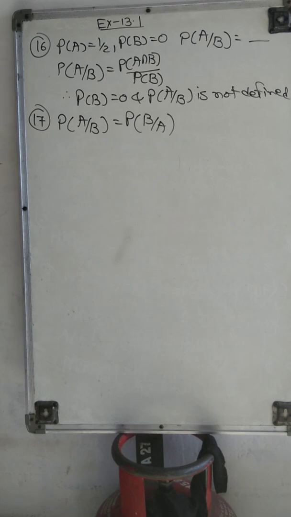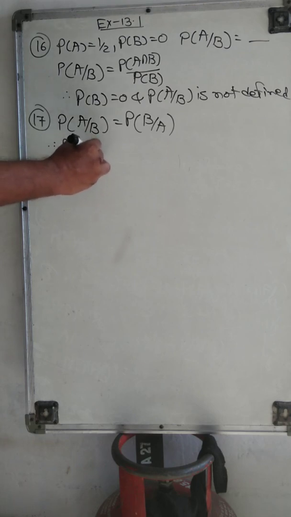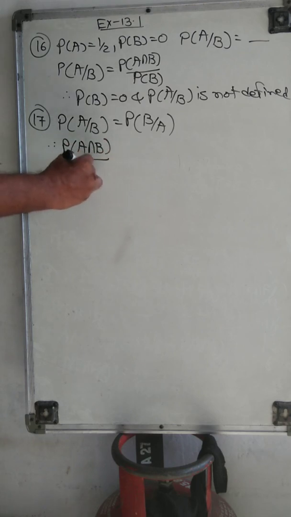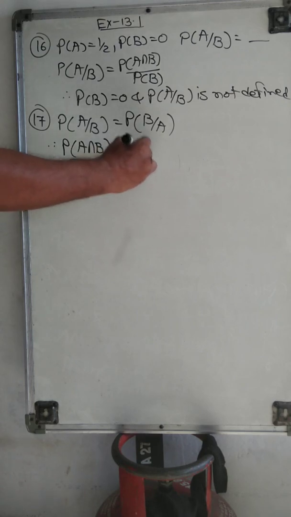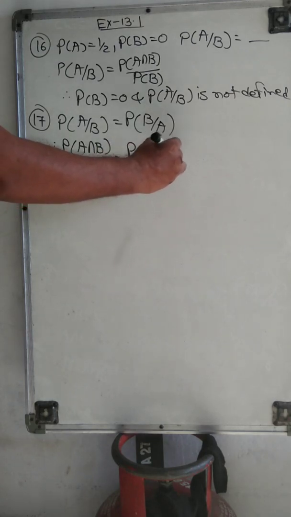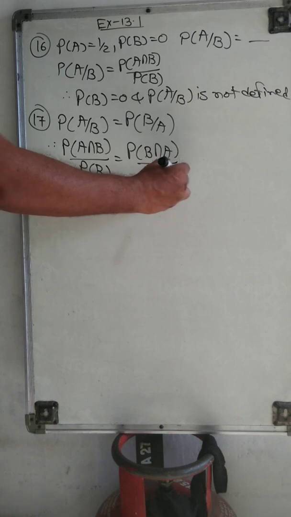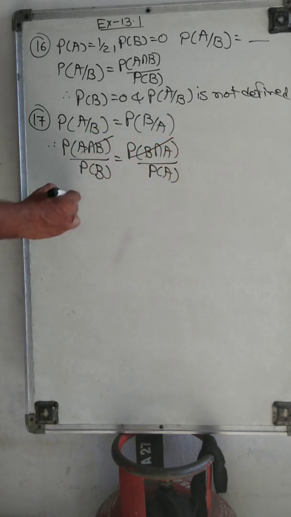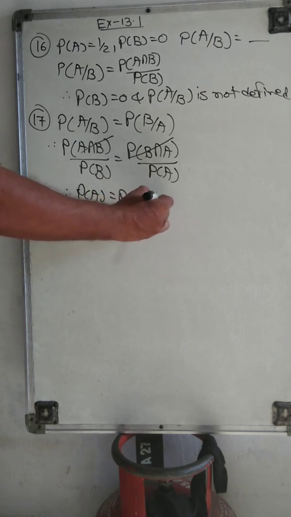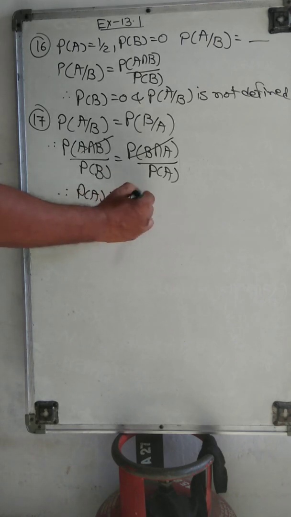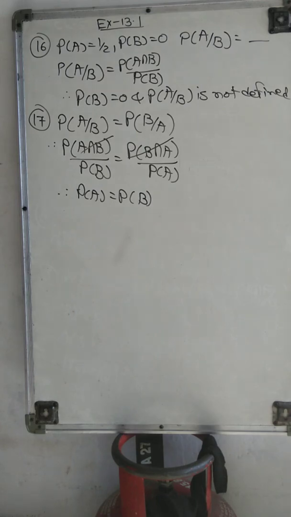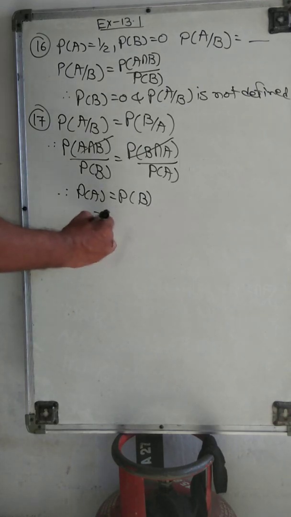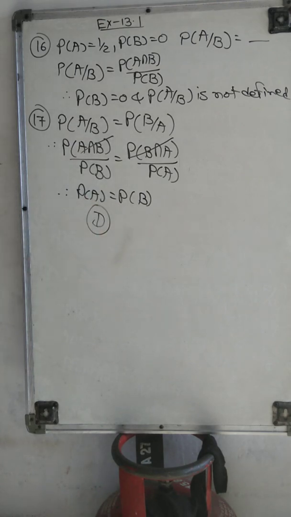Then here, first of all we have P(A intersection B) upon P(B) is equal to P(B intersection A) upon P(A). It means what? Here these two are removed and P(A) equal to P(B). So here both the events are equal, then it is possible that P(A) equal to P(B). So our answer is D, that P(A) is equal to P(B).